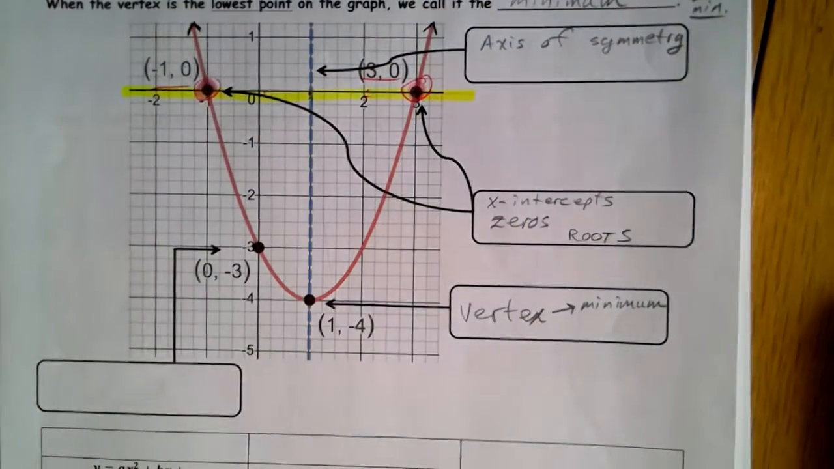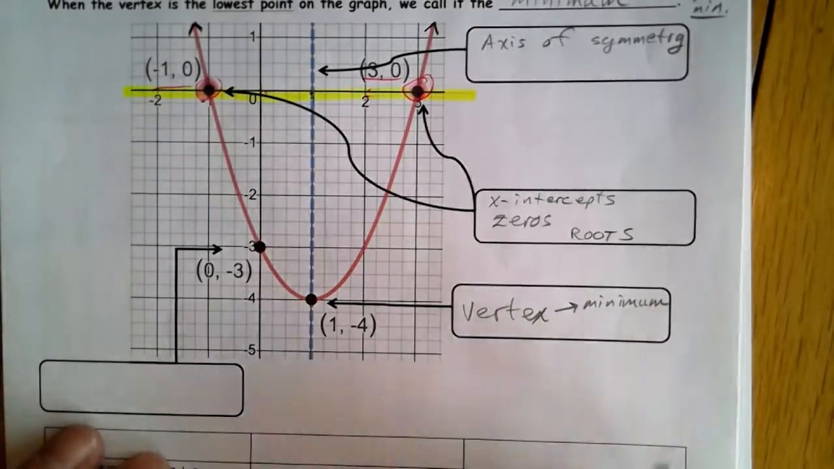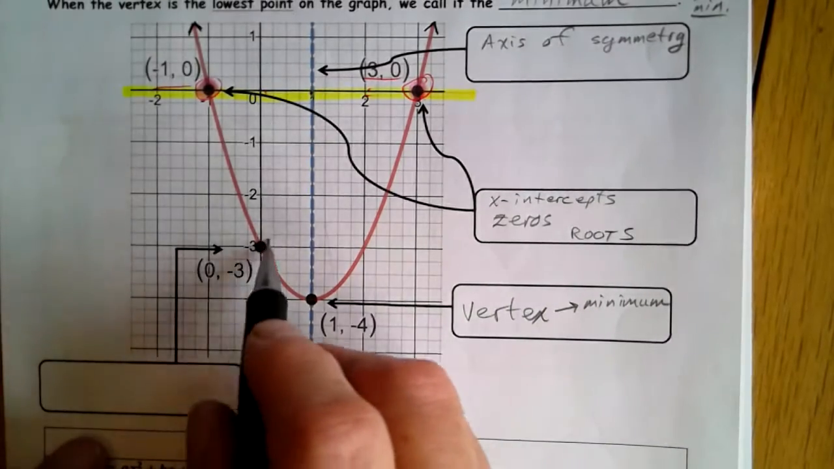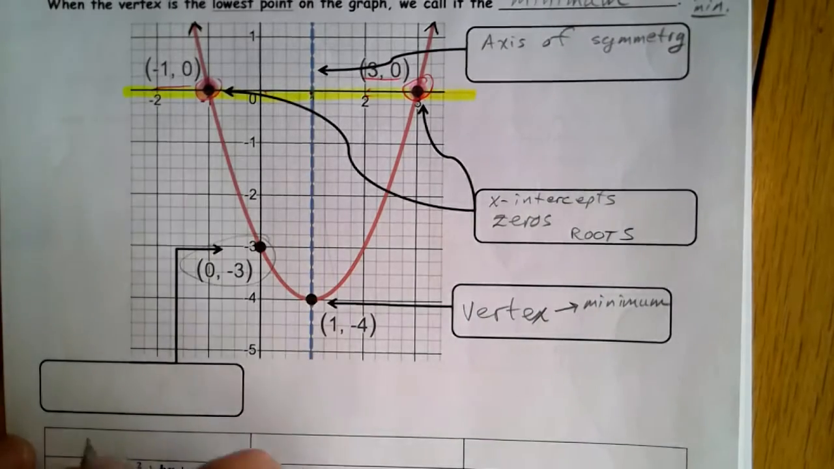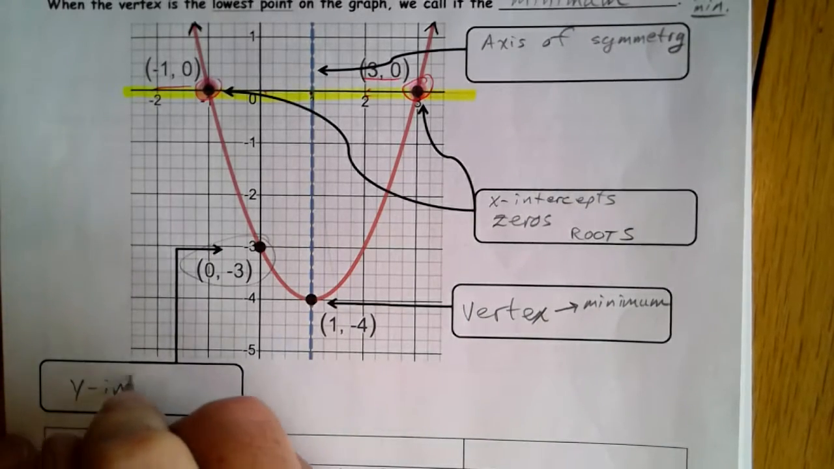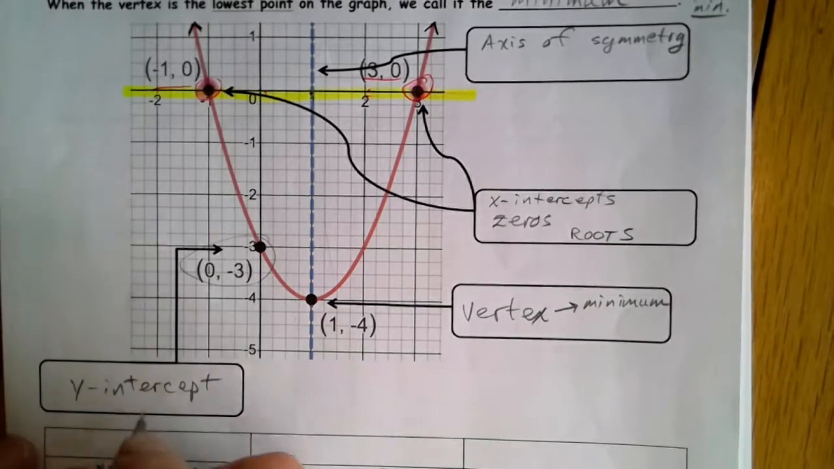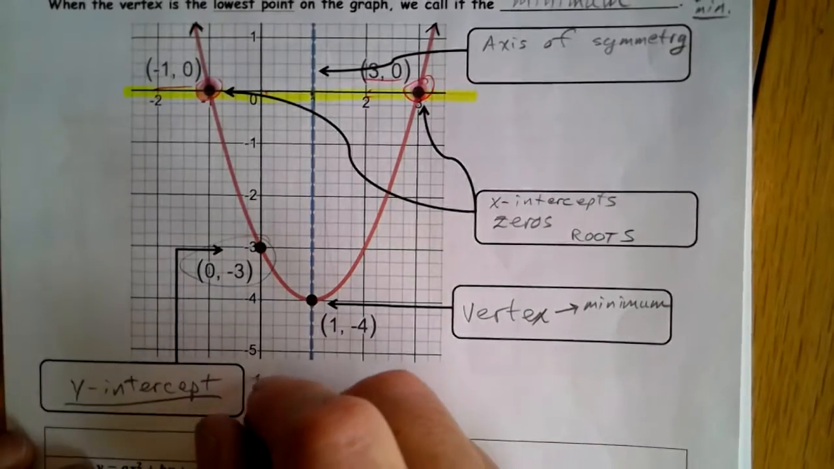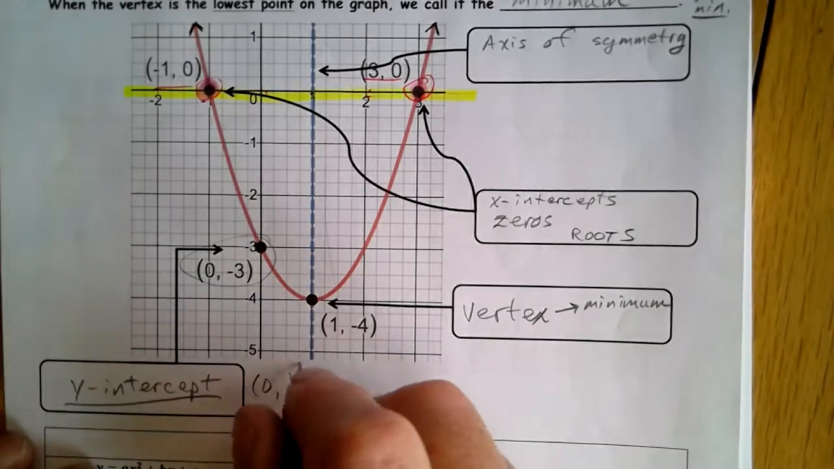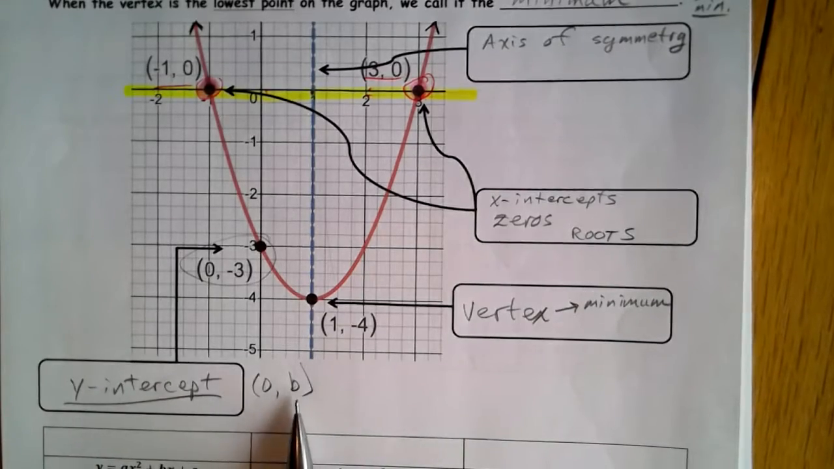Okay? Now, this box points to this point. And this point is really important because that point happens to be the y-intercept. Okay, the y-intercept, as you know, is where a point crosses the y-axis. It will always be 0 and some number b. And I put b in there because in slope-intercept form, y equals mx plus b, b is the y-intercept.